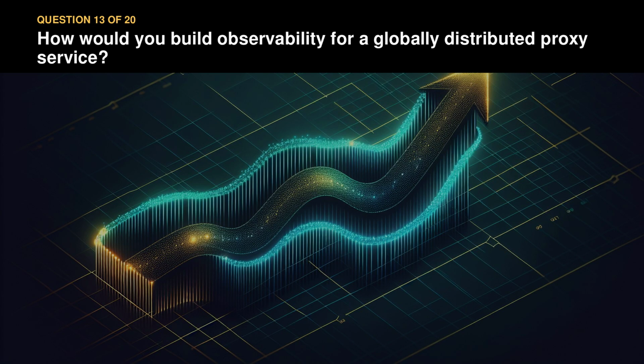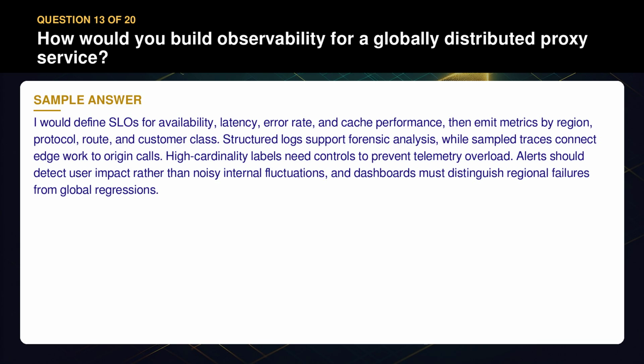Question 13. How would you build observability for a globally distributed proxy service? I would define SLOs for availability, latency, error rate, and cache performance, then emit metrics by region, protocol, route, and customer class. Structured logs support forensic analysis, while sampled traces connect edge work to origin calls. High cardinality labels need controls to prevent telemetry overload. Alerts should detect user impact rather than noisy internal fluctuations, and dashboards must distinguish regional failures from global regressions.